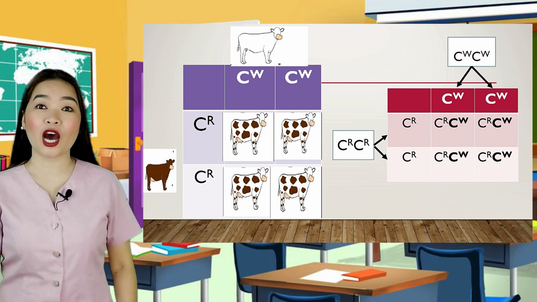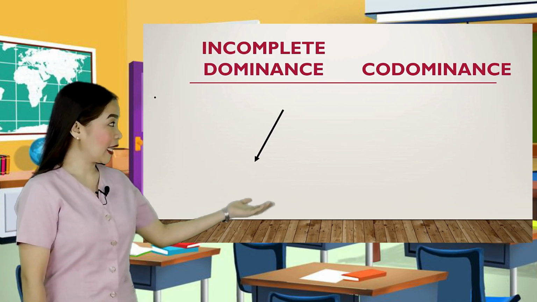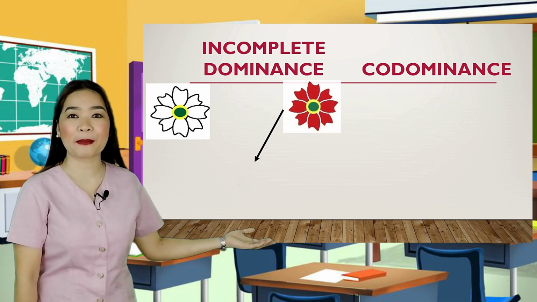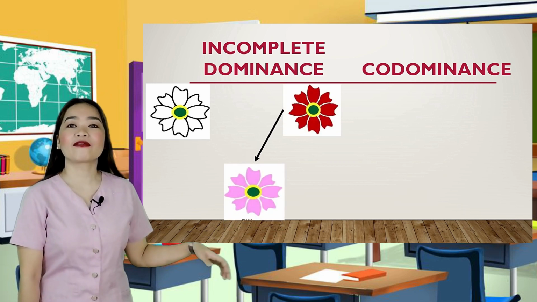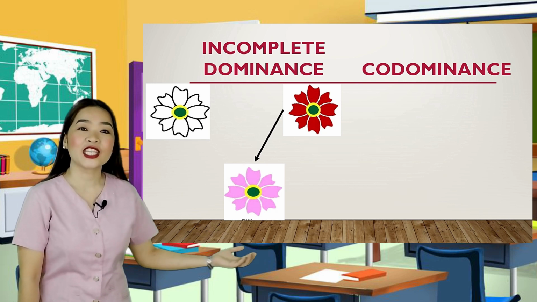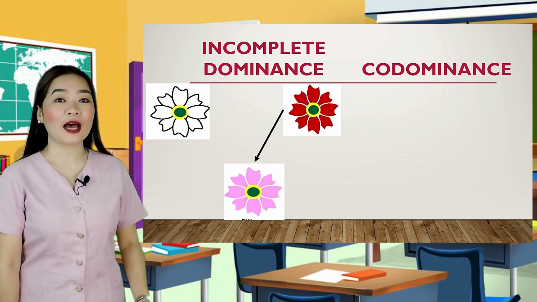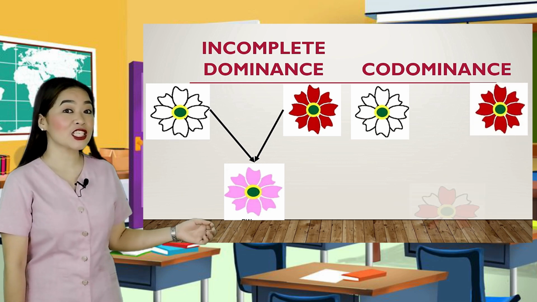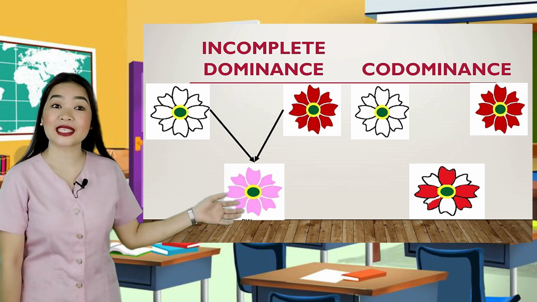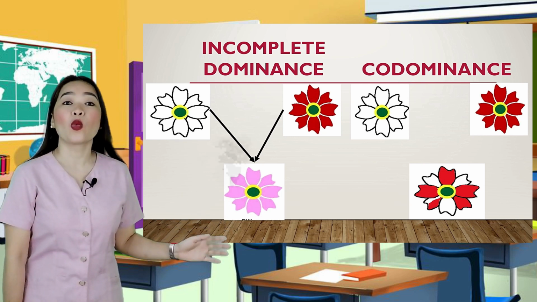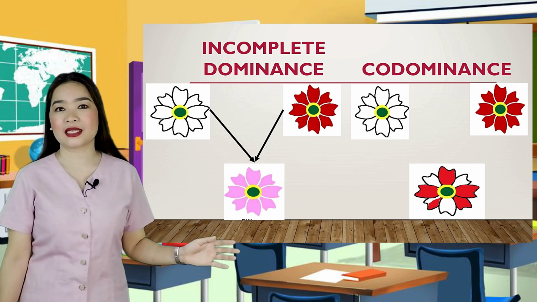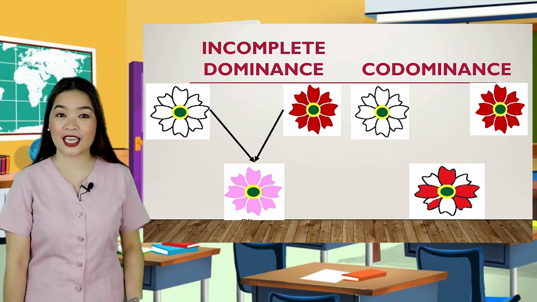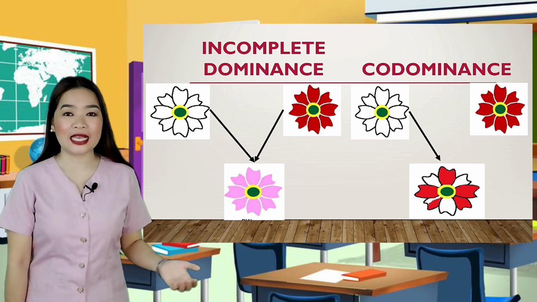Now, let us compare these 2 non-Mendelian inheritance. It is incomplete dominance when the phenotype of the offspring is somewhere in between the phenotype of the parents. In the case of the flower, if the parents' phenotype is red and white, the offspring is pink. It is codominance when both alleles are expressed equally in the phenotype of the heterozygote. In the case of the flower, if the parents' phenotype is red and white, the offspring is a flower with a red and a white color on its petals. In incomplete dominance, a completely dominant allele does not exist, while in codominance, both alleles are dominant.